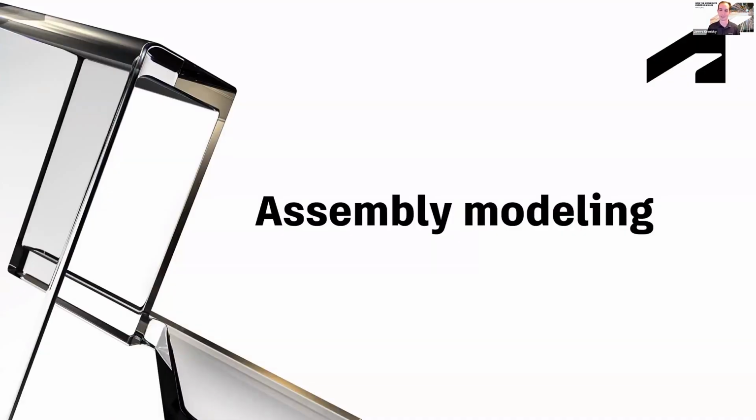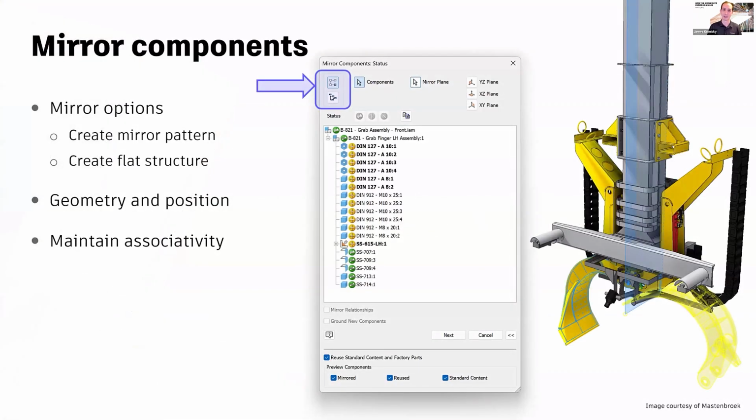Alrighty, into the assembly environment here. So assembly mirroring leveled up big time this release. With the newly knighted associative mirror, you can now mirror both the geometry and position of components and keep them fully synced. So any changes to the original parts automatically update the mirrored ones. This saves a ton of time and eliminates a ton of rework.